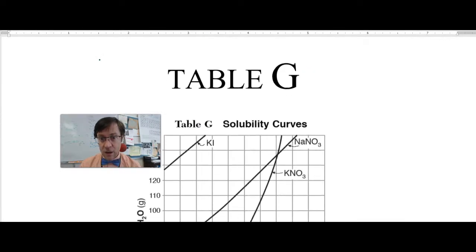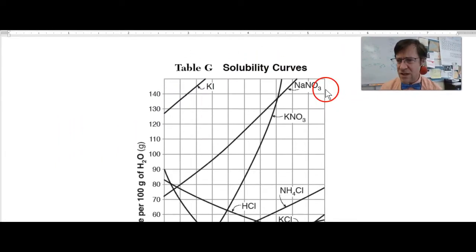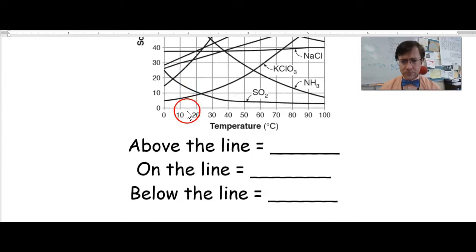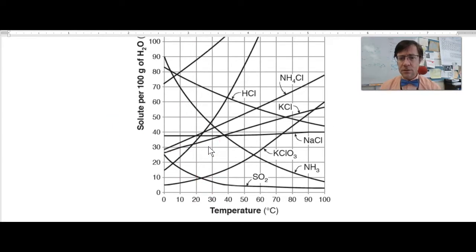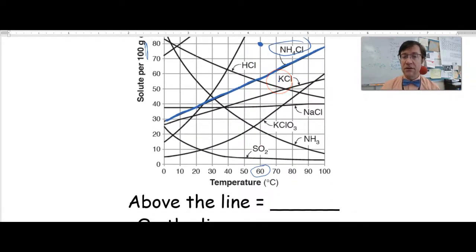I hope you are, because we've got one more thing I want us to look at before we wrap it up, and that's Table G. What are some things we can do here? If something is above the line, let's look at ammonium chloride, just because it's right here. If we have a solution of ammonium chloride in 100 grams of water at, I don't know, let's choose 60 degrees, and we have dissolved 80 grams, right? So here's our point. That's going to be above the line.